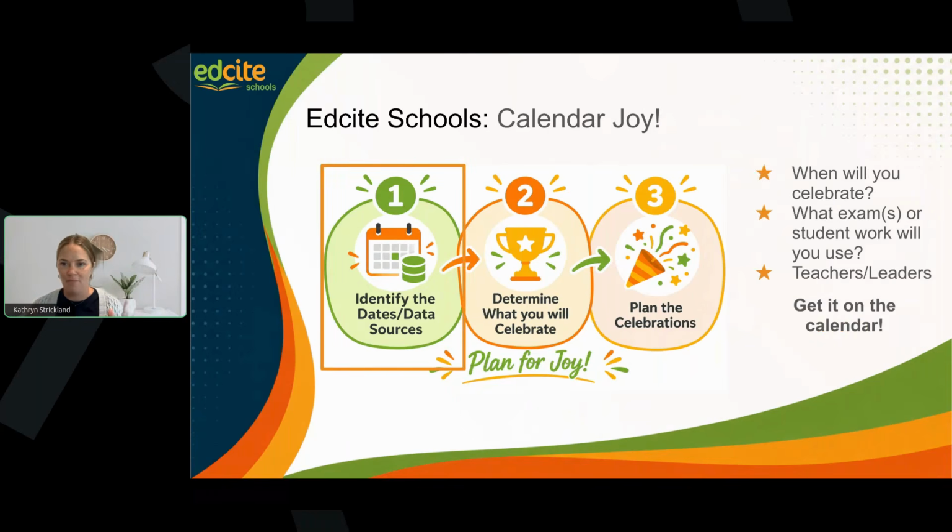So let's talk about the first step. If I want to plan for celebration, I want to make joy a really core part of my school culture, I first need to identify the dates and/or the data sources that I will be using in order to celebrate students and staff. So you always want to think about when will you celebrate. Some of the celebrations I did on my campus were less about when the tests were and more about when I knew we might have low attendance, right? So right before a break, we might plan a bigger celebration to kind of encourage that attendance, make sure kids were there to learn that day, and then have that celebration as well. So that's one example of thinking about when you'll calendar it.